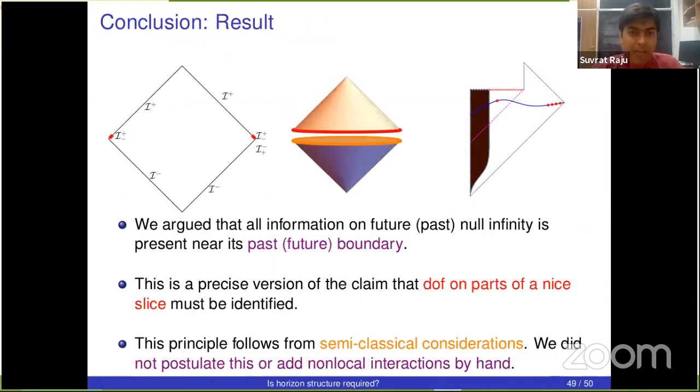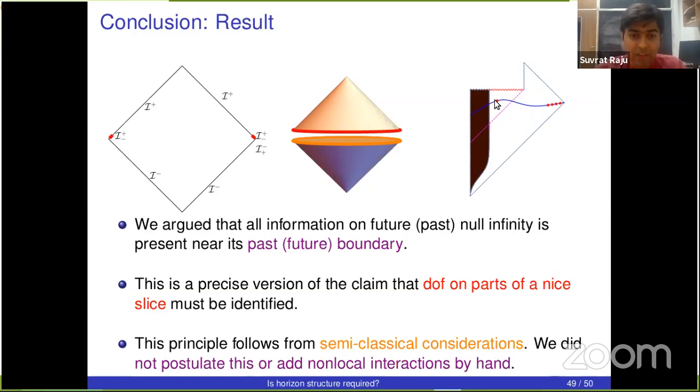Okay, so I'm done. Actually, let me just recap what I said and what I feel the implications were. I tried to give an argument that all the information on future null infinity is present near its past boundary. You can see that by any of these three figures, whichever you like. This is, in some sense, the same statement that operators on a nice slice near the boundary can also capture information that lives somewhere in the interior of the nice slice.